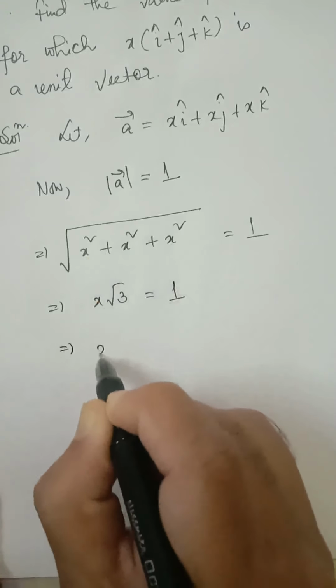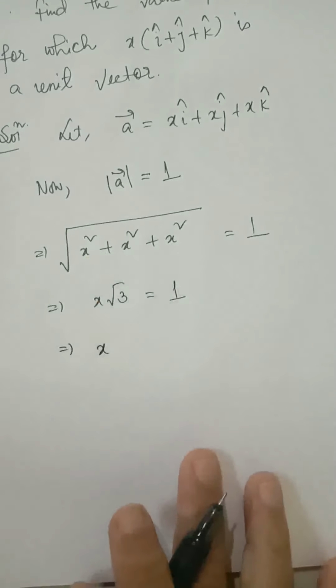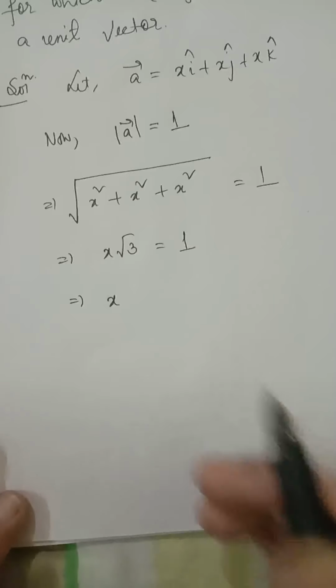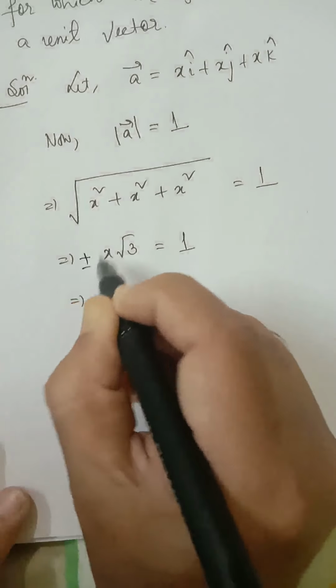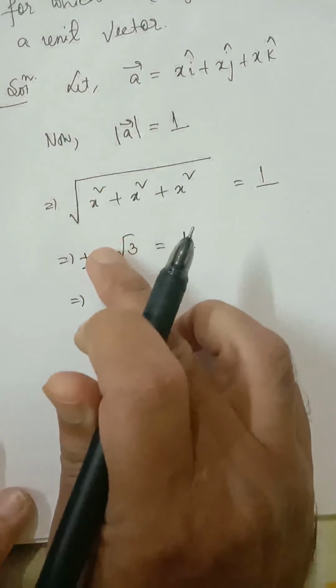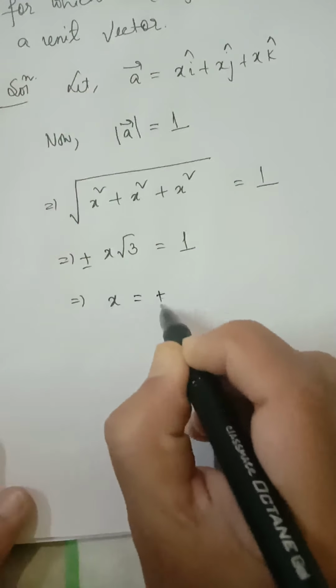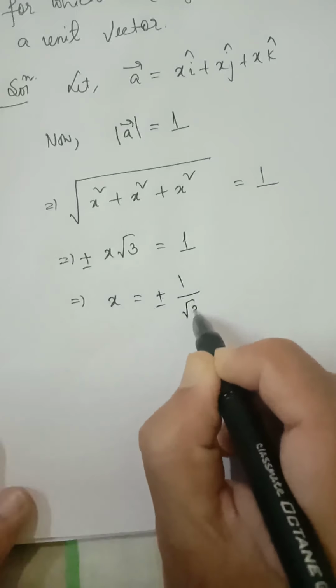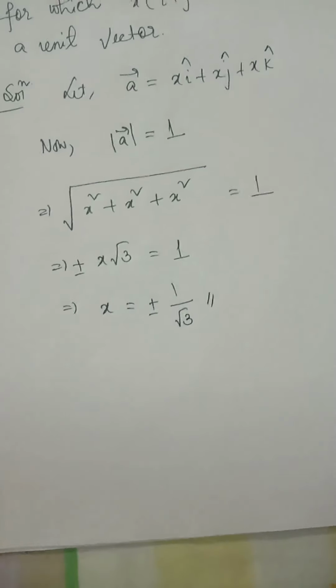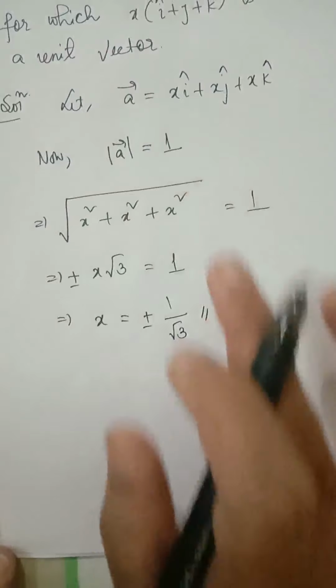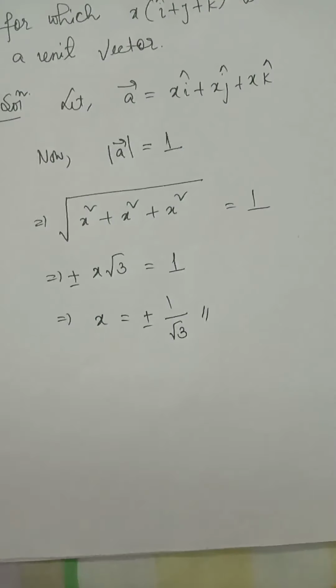So x equals, here we have to put a plus minus sign, because root over 3x square is root 3 into root over x square, which is plus minus x. So x will be plus minus 1 by root 3. So if x equals plus minus 1 by root 3, A vector will be a unit vector.